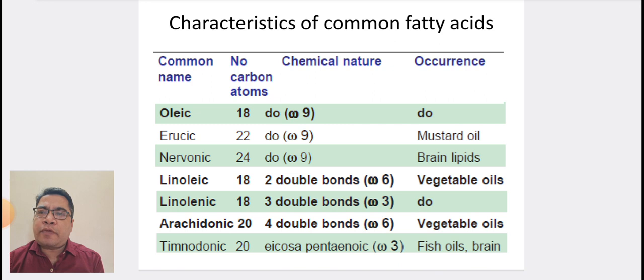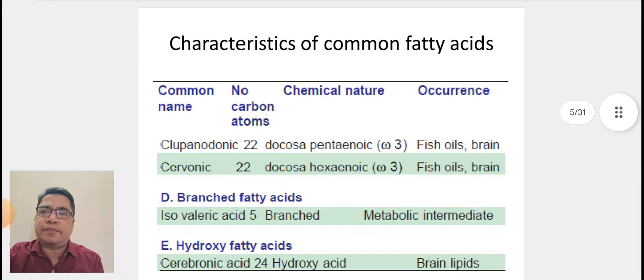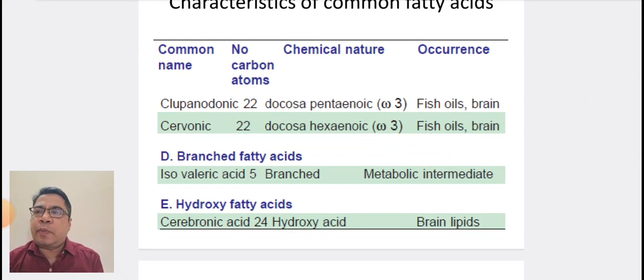Timnodonic acid. Number of carbon atoms is 20. Chemical nature is icosapentaenoic acid, and occurrence is fish oils and brain. Clupanodonic acid. Number of carbon atoms is 22, and chemical nature is docosapentaenoic acid, and occurrence is in fish oils and brain. Cervonic acid. Number of carbon atoms is 22. Chemical nature is docosahexaenoic, and occurrence is in fish oils and brain.